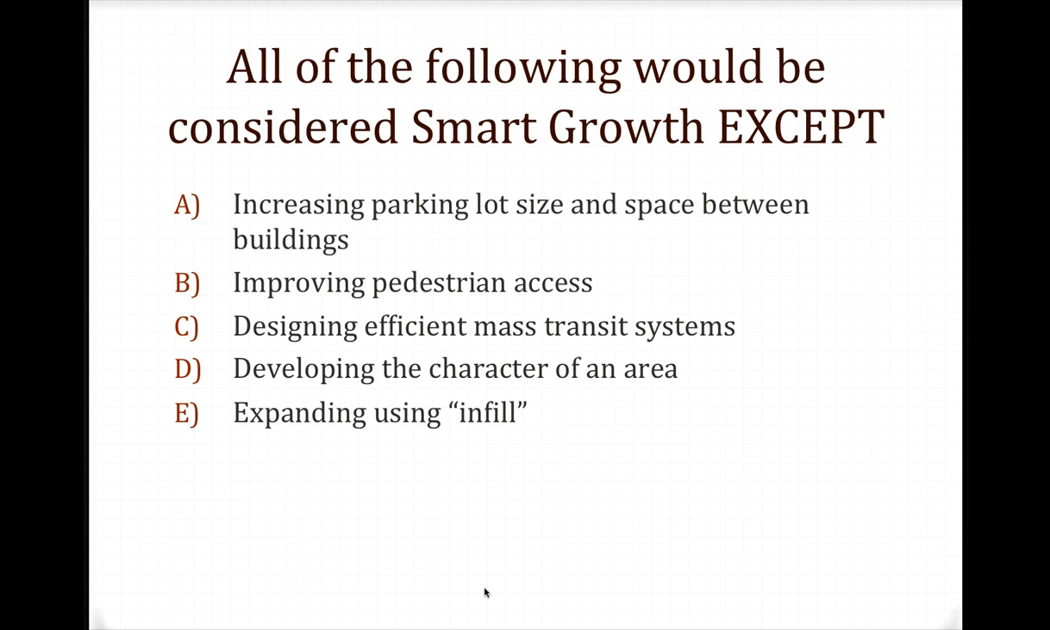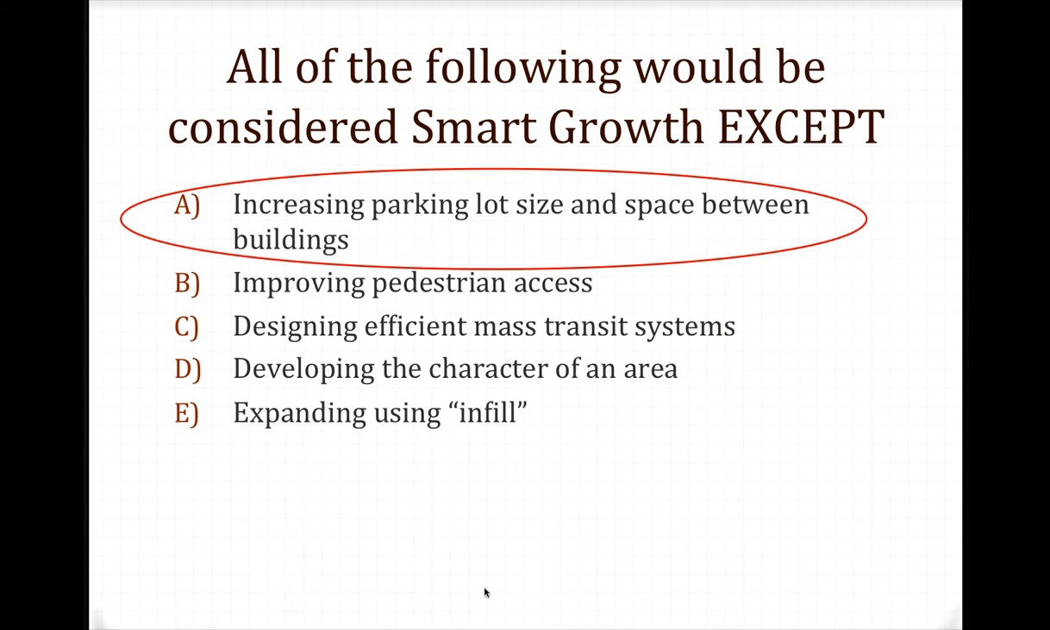I'm going to reveal the correct answer, which is A, increasing parking lot size and space between buildings. Everything else, B, C, D, and E, are all good parts of smart growth, but A is not. In smart growth, we don't want bigger parking lots. We don't want increased space between buildings. We want to decrease the space between buildings and make things more compact. So A is false, which means that A is our correct answer, oddly enough.